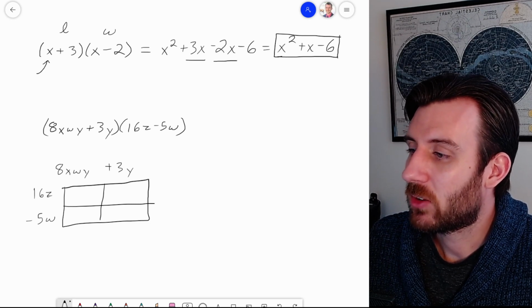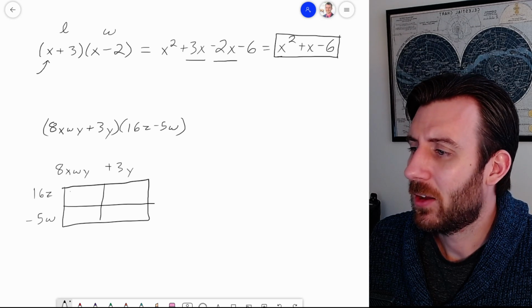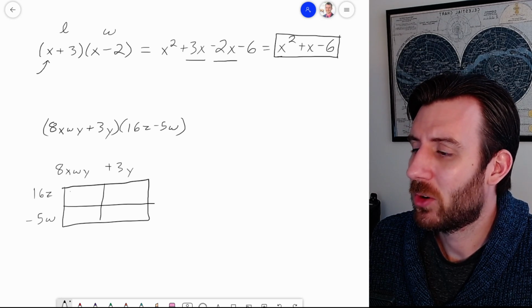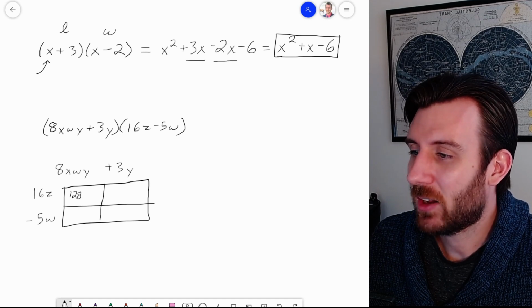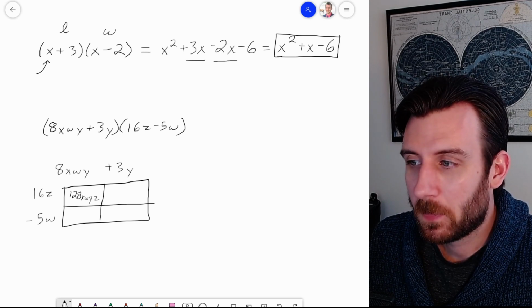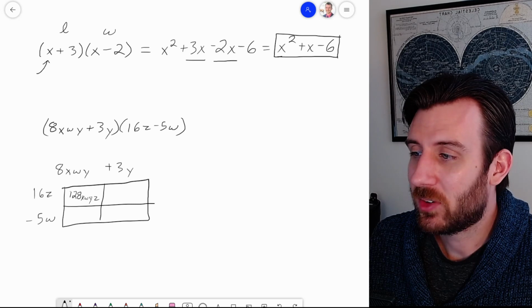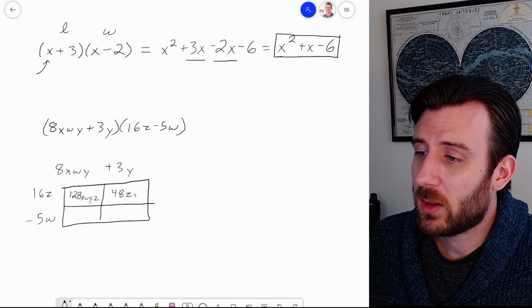8 times 16 is going to get us 64. Sorry, much bigger than that. 80 plus 48, 128. There we go, 128. And then we have times x times w times y and times z. So x, w, y, z all being multiplied as well. 3y times 16z is going to get us, what, 48zy.